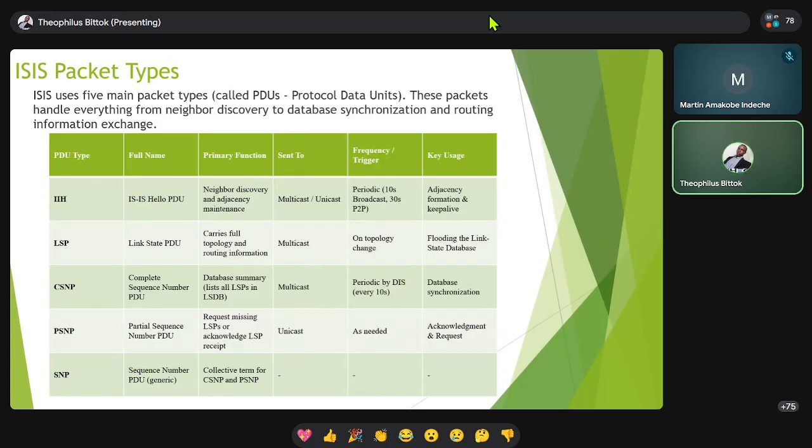And then the priority. Remember, on a broadcast network we always elect a DIS. This hello packet also has that priority. If I have a higher priority in the broadcast network, I'm going to be elected as the DIS. So that is on the hello packet.